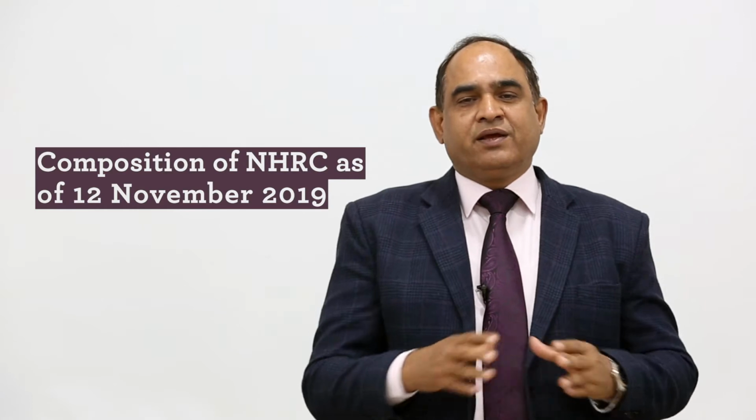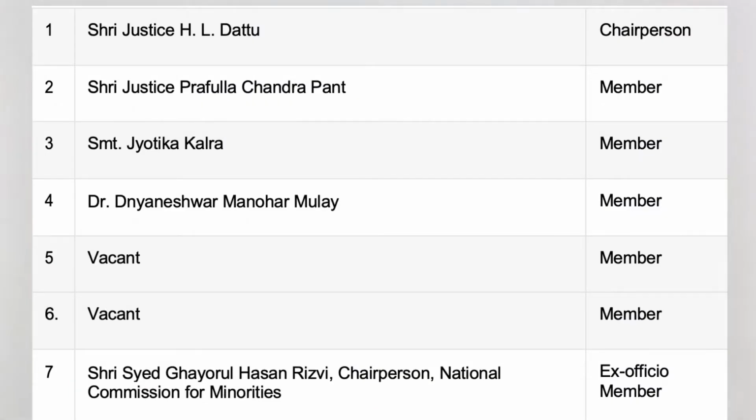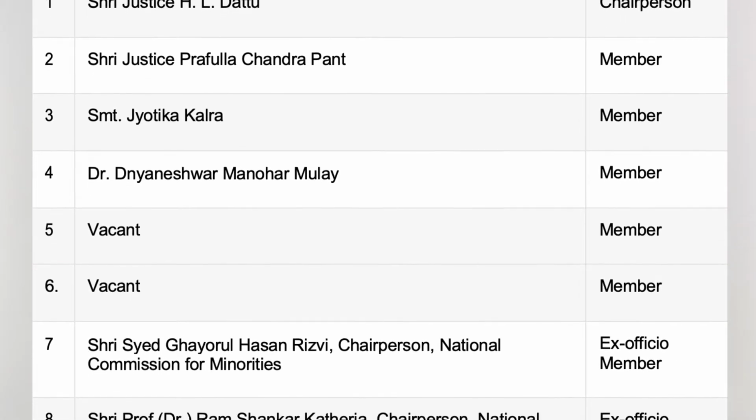Let us now turn our attention to the composition of the Commission as provided in Section 3 of the Protection of Human Rights Act. Students, I wish to draw your attention to the graphic in this regard. Please follow the graphic for the current composition of the National Human Rights Commission. As you can see from the table, the Commission is headed by a former Chief Justice of India, Justice H.L. Dattu, who is the chairperson, and there are currently, in addition to the chairperson, 3 other members.